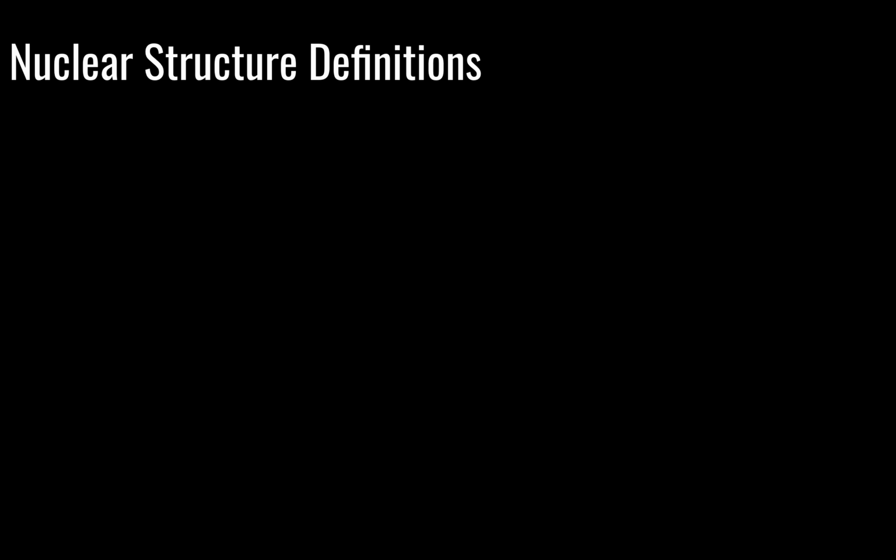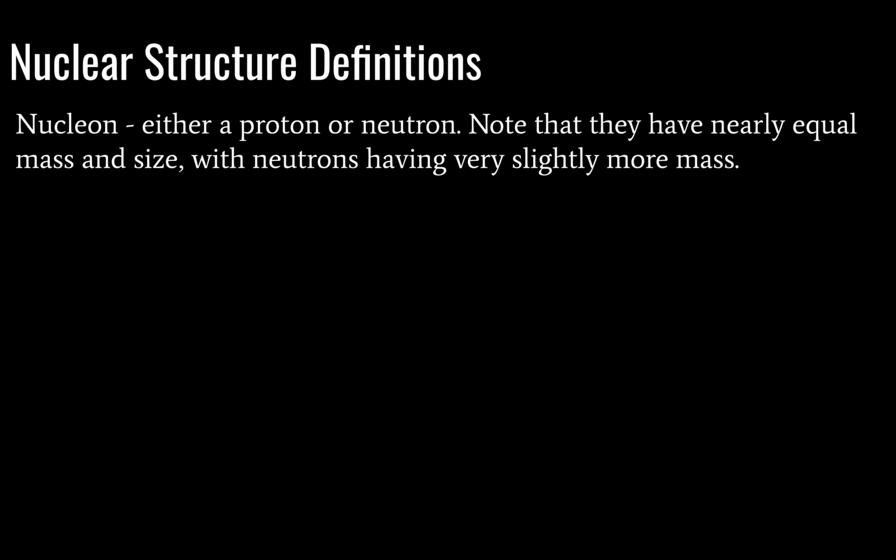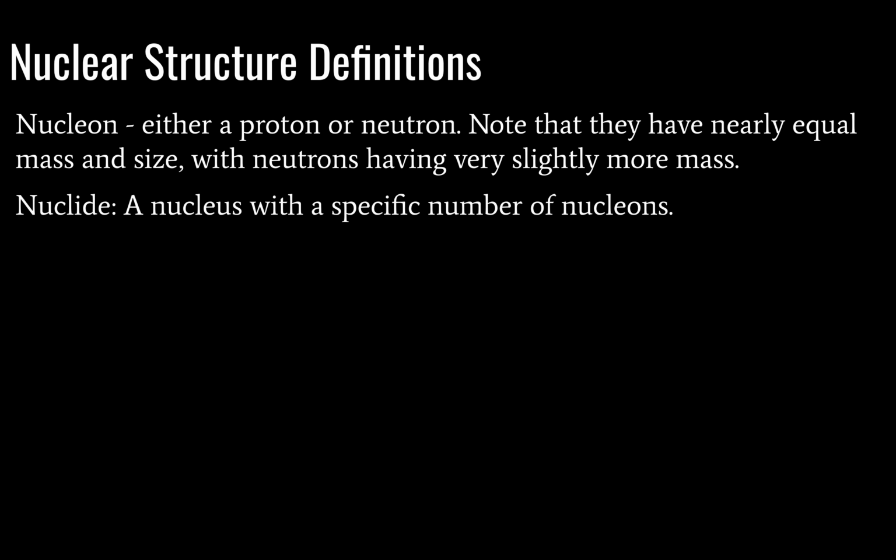Okay, so to begin, we're going to need some definitions here. First, a nucleon is either a proton or a neutron. Protons and neutrons have nearly equal mass and size, but neutrons are slightly more massive, just a little bit. Nuclides are a nucleus with a specific number of nucleons.